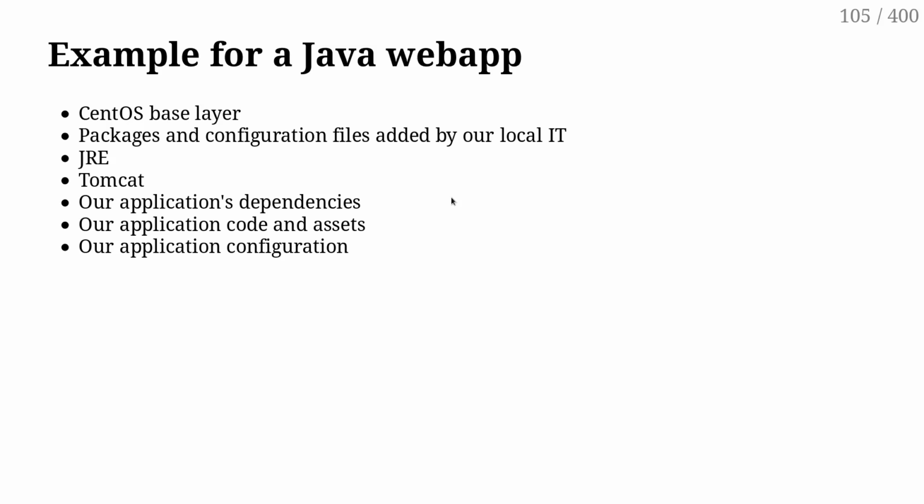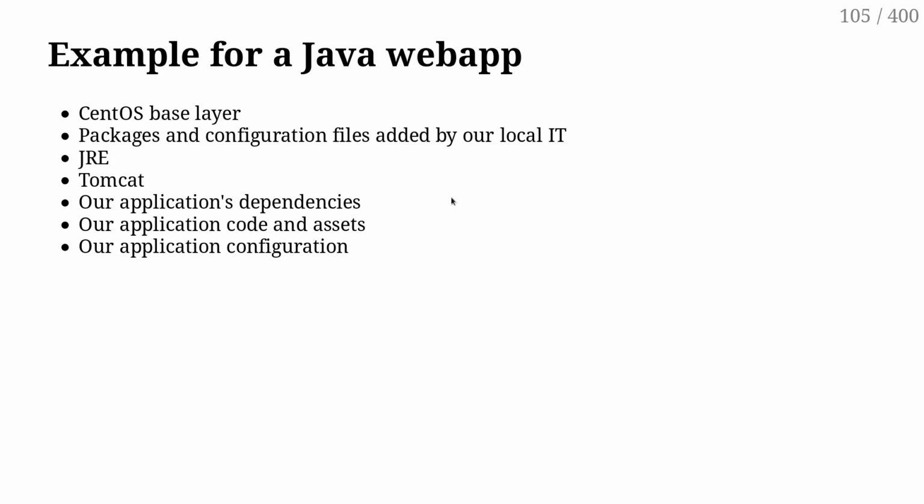Let's look at a fictitious Java application. Let's say I'm building that on top of CentOS. I'm going to have a CentOS base layer. Then my IT department, or me, decided I wanted a bunch of extra things on top of CentOS. Like maybe I always want to have Emacs and VI. Not a good idea in a container, but let's pretend. GDB, a few things like that.